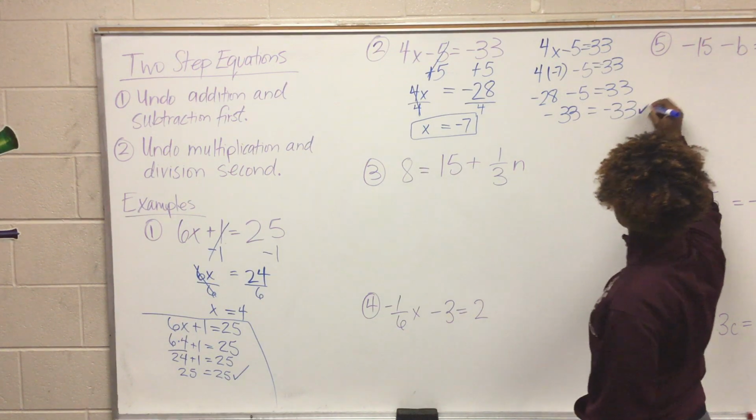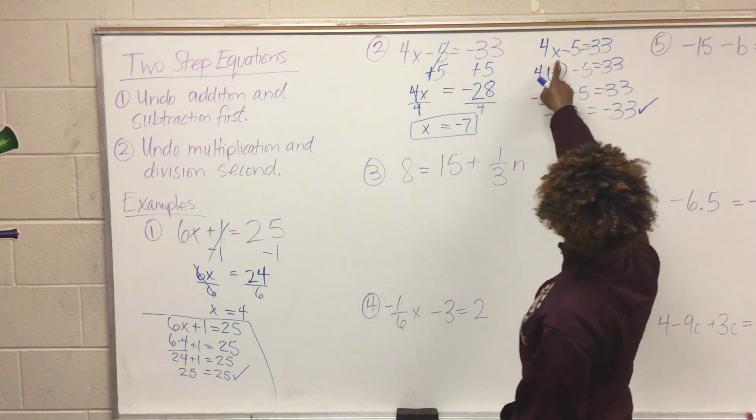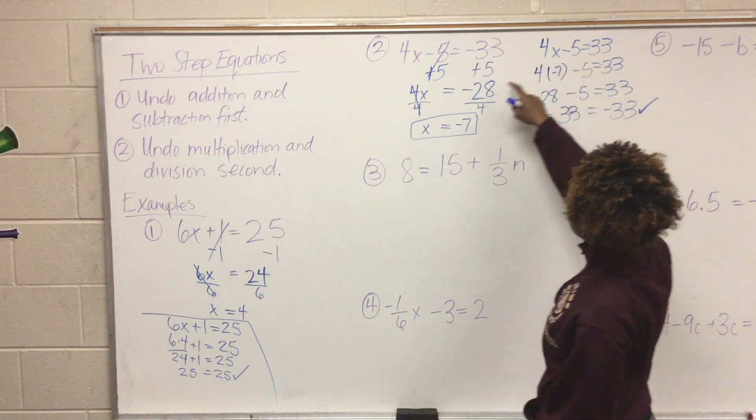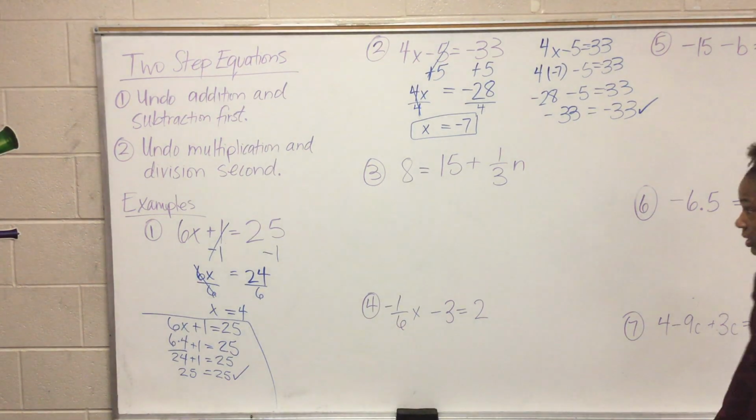Alright, so I know that my answer is correct now. Do not make a mistake I just did. I rewrote the problem wrong. I did 4x minus 5 equals 33, and it's supposed to be negative. So make sure you rewrite it correctly.